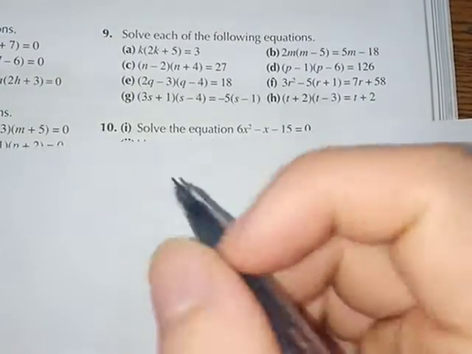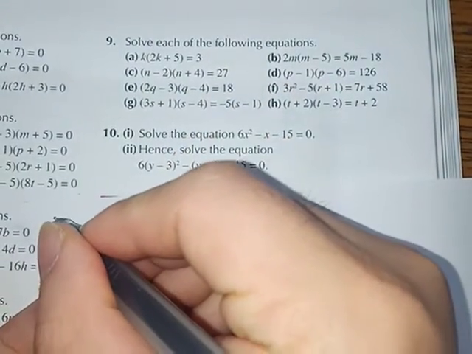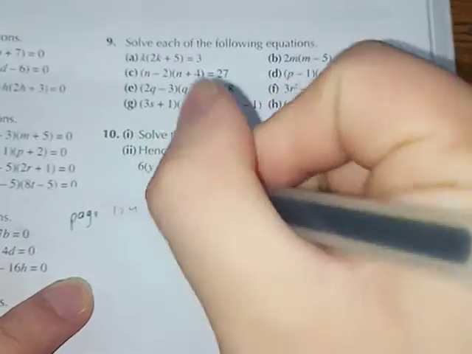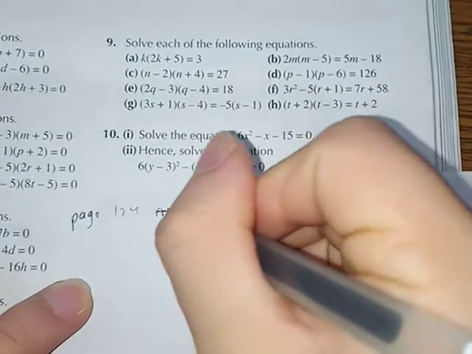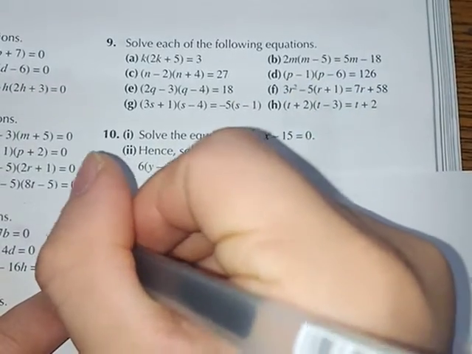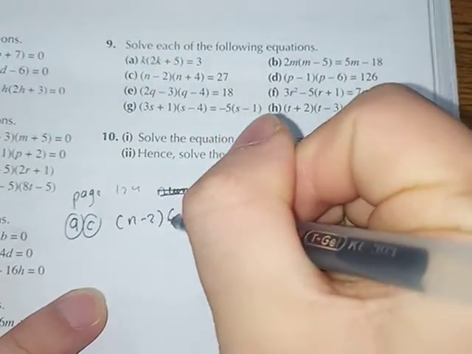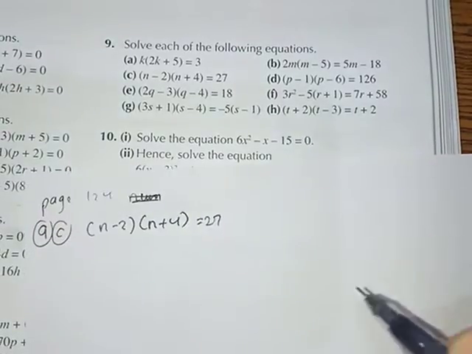Okay, firstly, page 124, number 9, C and E, right? Page 124, number 9, C, yeah? (n minus 2)(n plus 4) equals 27.